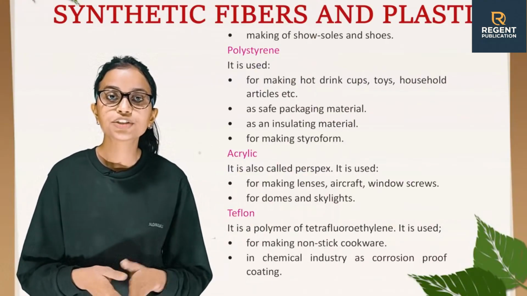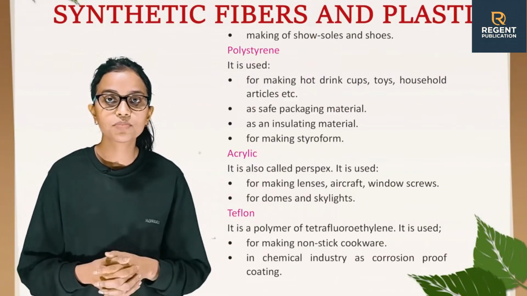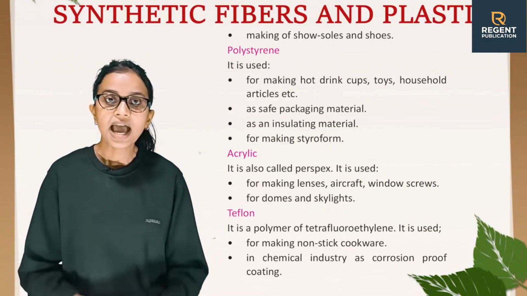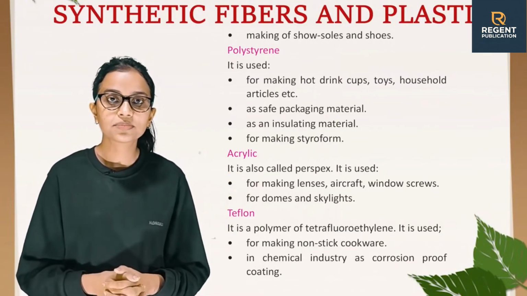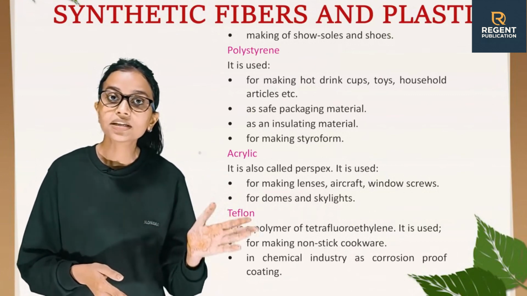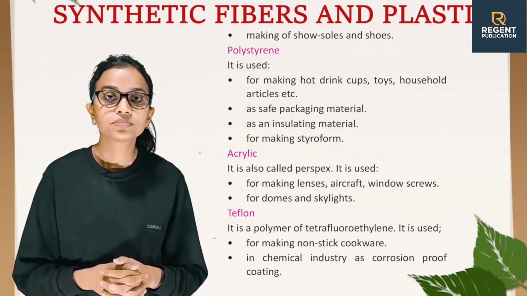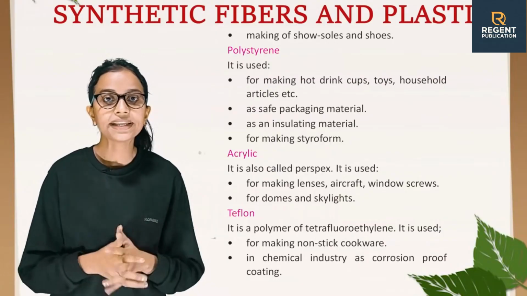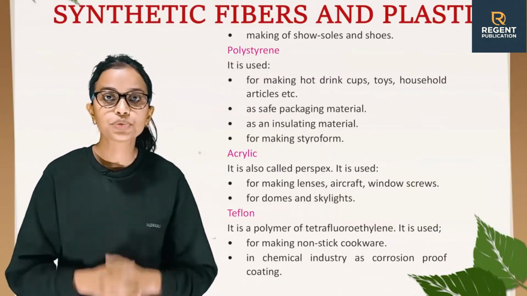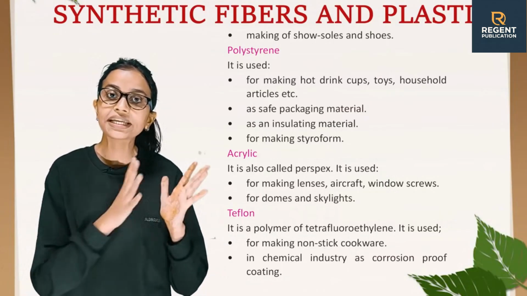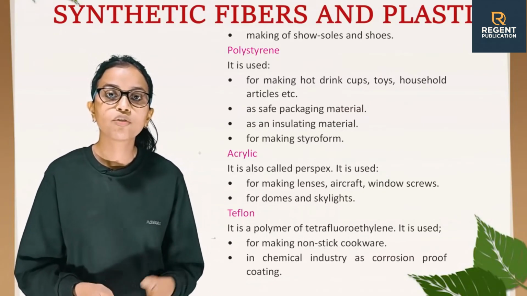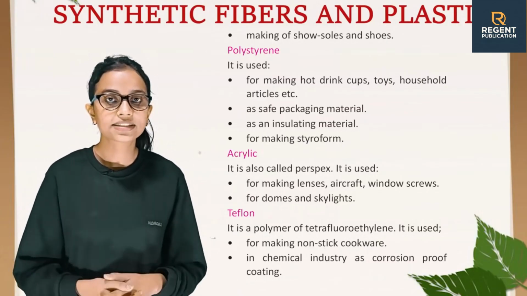Polystyrene. It is used for making hot drink cups, toys, household articles, etc. As safe packaging materials. As an insulating material. For making styrofoam. Acrylic. It is also called perspex. It is used for making lenses, aircraft, window screens, for domes and skylights.